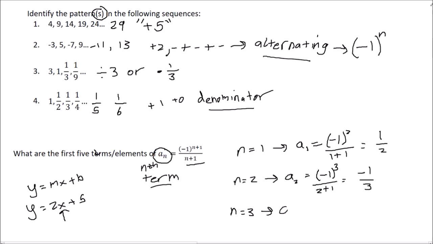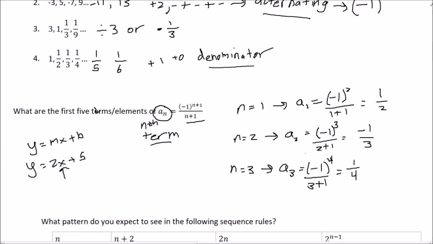So what I get, a sub 3 equals negative 1 to the fourth over 3 plus 1. And so what do I have? I now have 1/4. Now, I would expect that you could probably see the pattern at this point. So if you can see the pattern and it's a very clear pattern, you don't have to go through all the work. So a sub 4, I can predict that that's going to be negative 1/5.